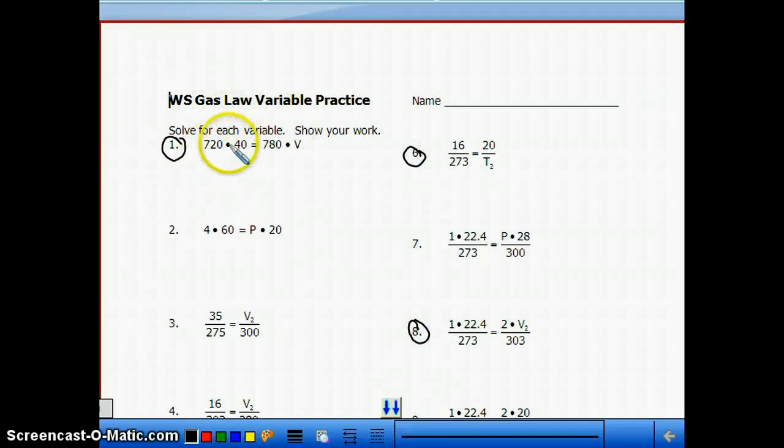Alright, so for number 1, of course the first thing you do is 720 times 40, and when you put that in your calculator, you should get 28,800 equals 780 V. And then when you want to get a variable by itself and it's being multiplied by 780, you do the opposite and you divide by 780.